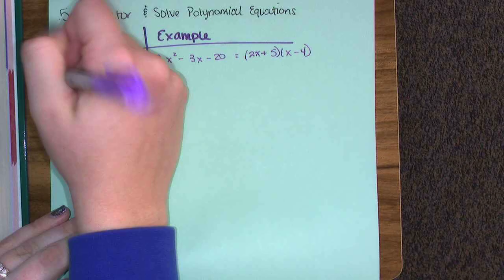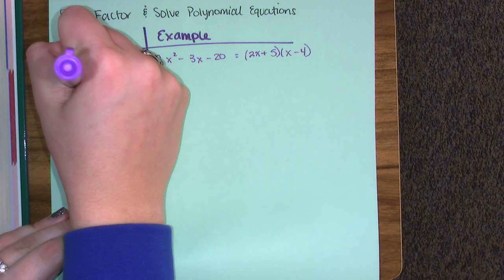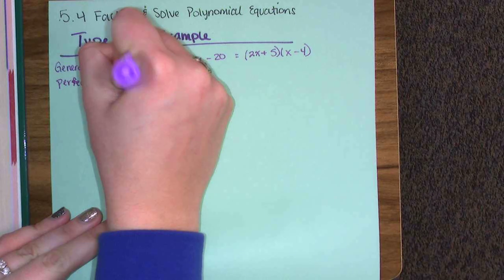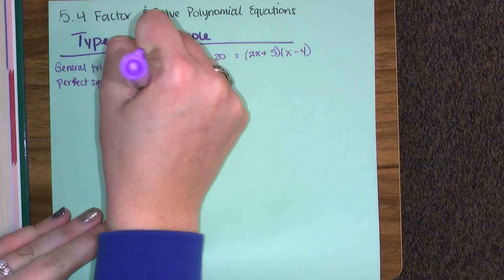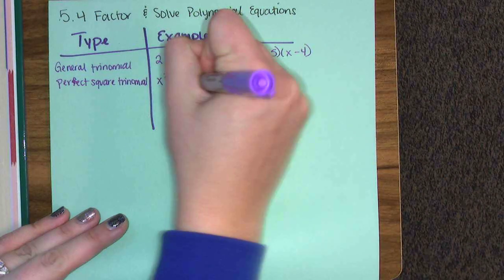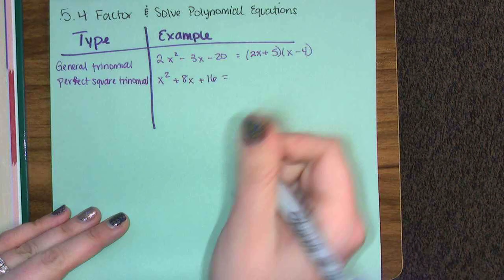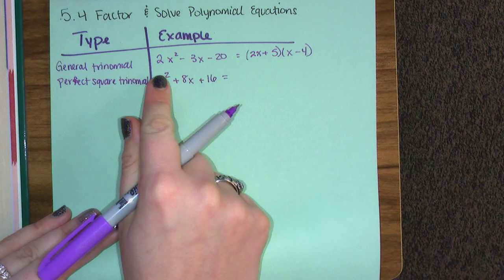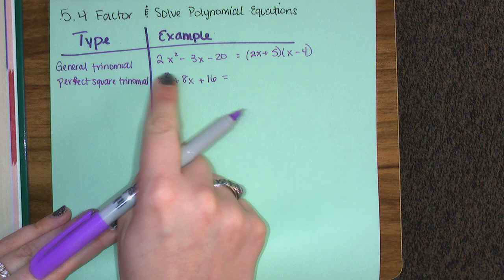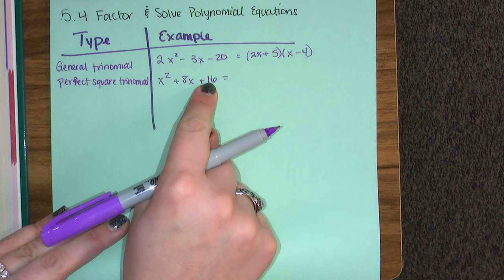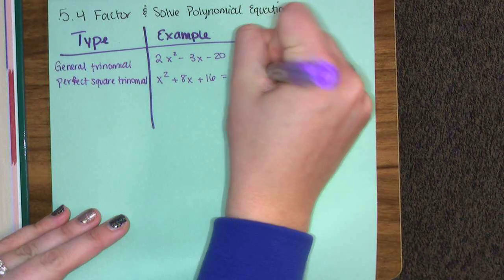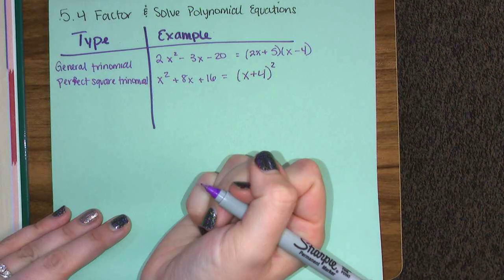Okay, we learned about the perfect square trinomial, which was a special type. So we had x squared plus 8x plus 16. This was the one where you have the first term squared, the last term squared, and the middle term is 2 times a times b. So this factors into (x + 4) squared.